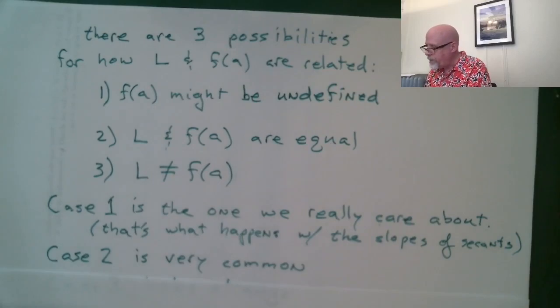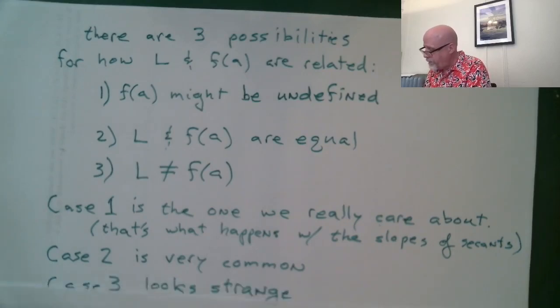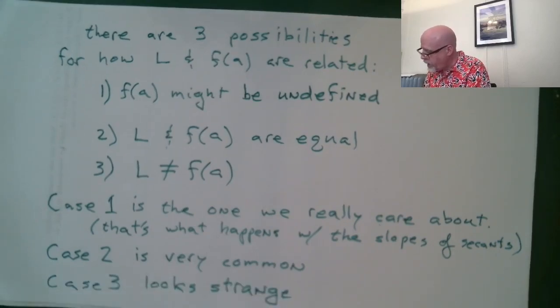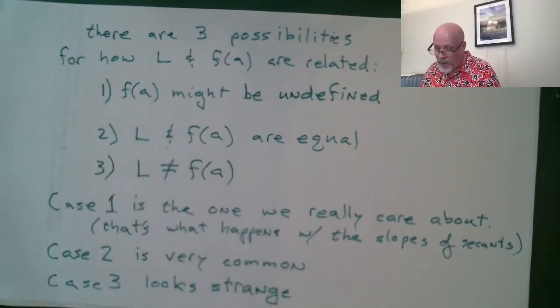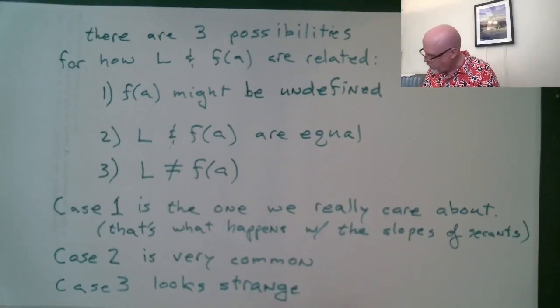Case 2, very common. That is what happens normally. If a graph is just like a nice line that goes through a point, the limiting value and the value you actually get when you arrive there are the same. Case 3 looks strange, but one point to make is case 3 is in a sense the essence of humor. A lot of jokes rely on this idea that they're leading you towards a limiting value, but when you actually arrive there, it turns out to be something else entirely. A case was made for that in a very good book about the mathematics of humor, which I believe was called The Mathematics of Humor.